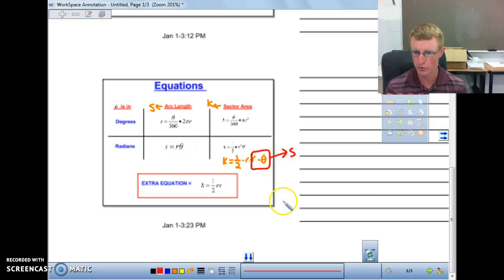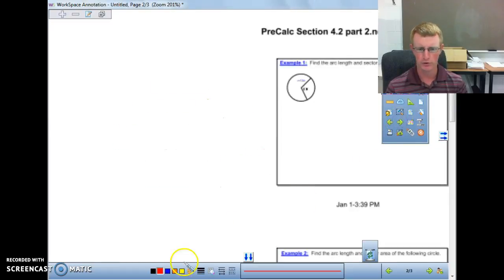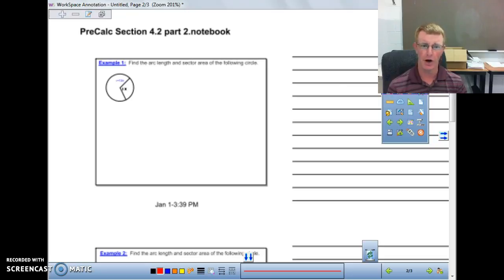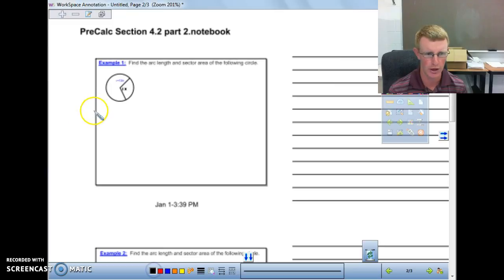Okay, so we are going to use these formulas to do a couple of problems. So let's just get to it. Okay, we want to find the arc length and sector area of the following circles. So in this circle, we are given a radius of 12. So our radius here is 12. Okay, and that's 12 inches. And our theta that is given to us is 100 degrees.